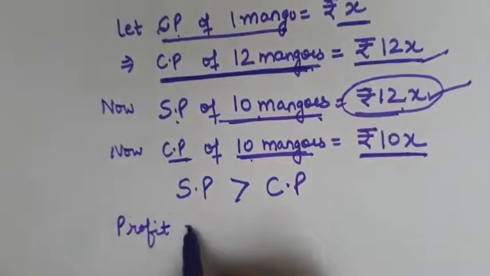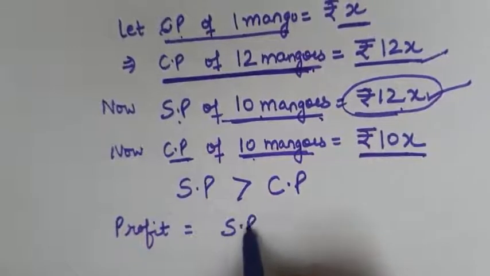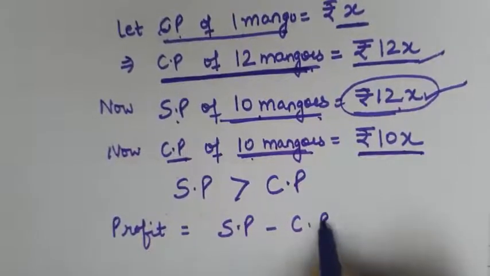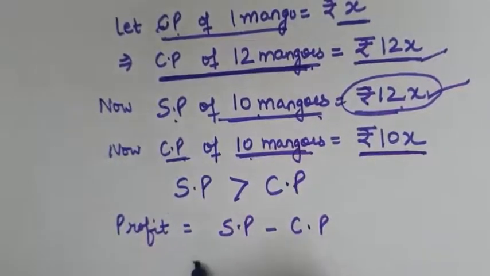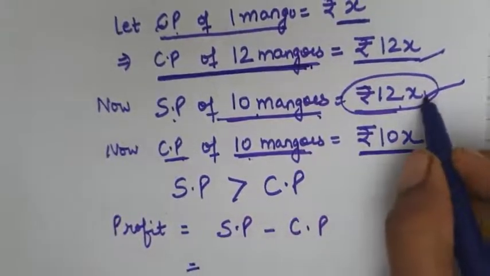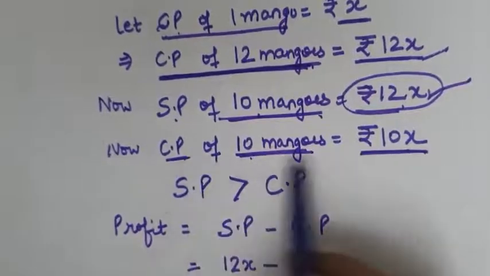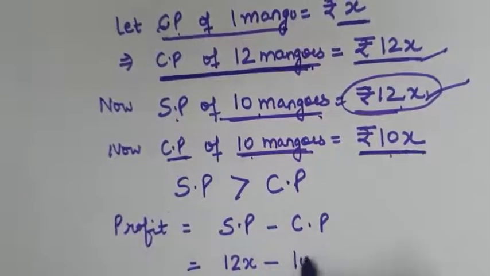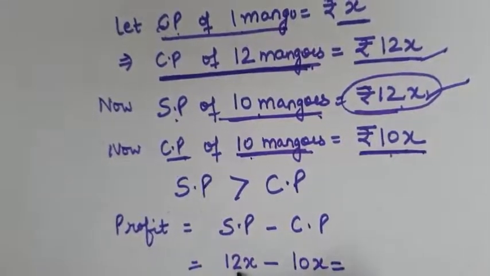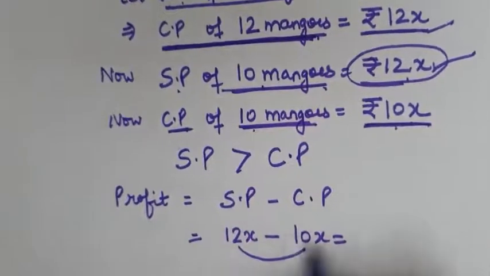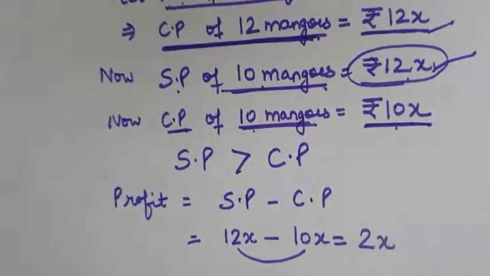And profit, we know, is selling price minus cost price. Now what is the selling price? 12x. Put the value. What is the cost price? 10x. So 12x minus 10x gives you 2x.